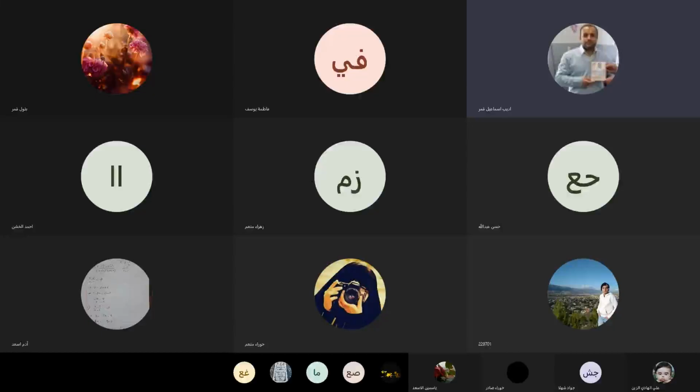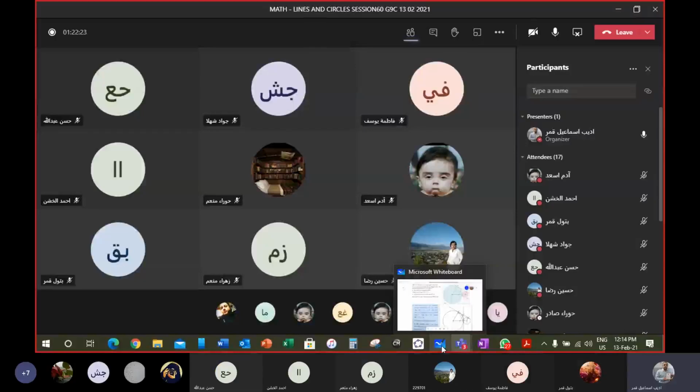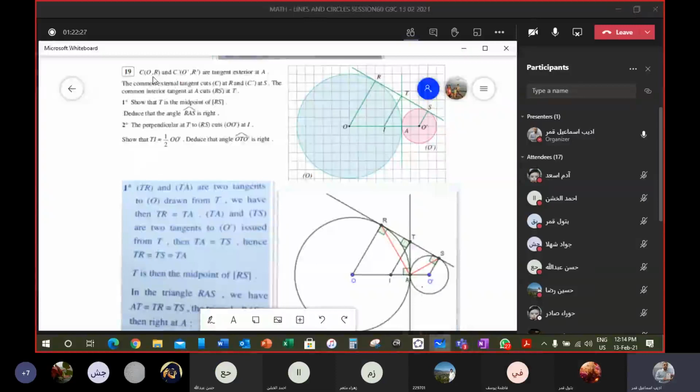We are going to solve exercise number 19. We have circle C of center O and radius R, and circle C prime of center O prime, tangent exterior at A. The common external tangent, which is this RS, cuts C at R and C prime at S.